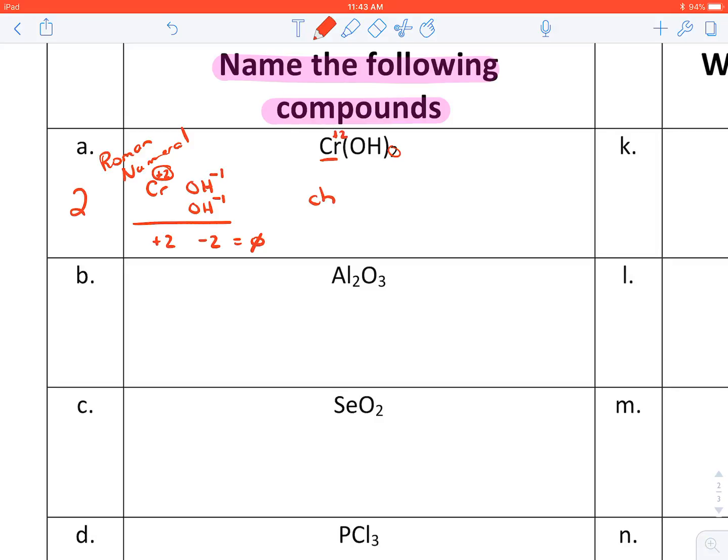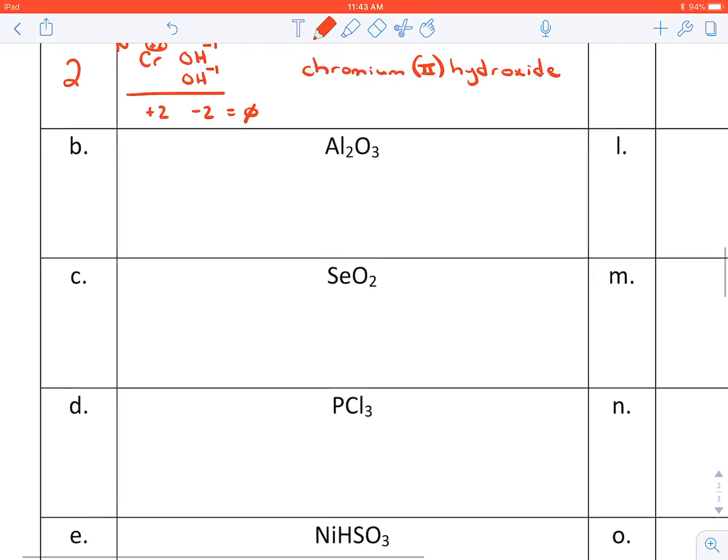So we're going to say chromium 2 hydroxide. And that's our answer right there. Okay? So let's move on down.